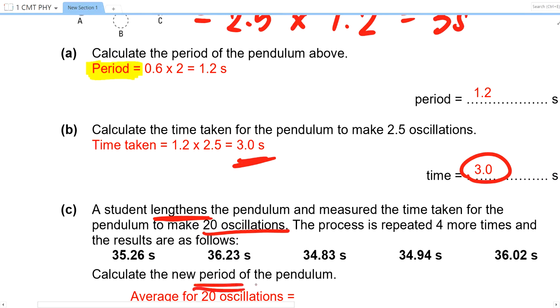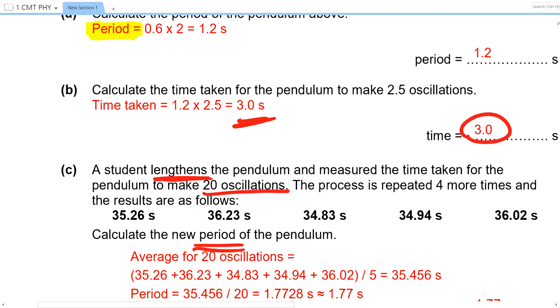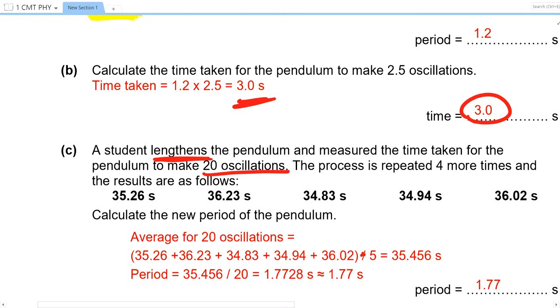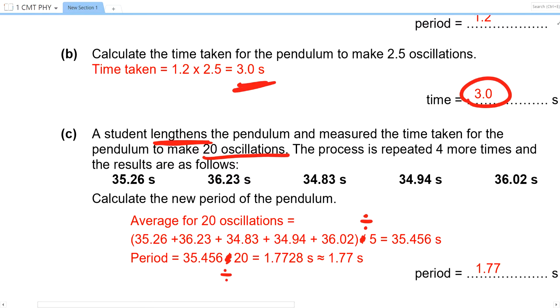Calculate the new period. I want the time taken for 1 oscillation. So I got so much information. Can find first the average for 20 oscillations. Simply add everything up. This is a division. Divided by 5. You are not allowed to use the dash. Use the division. They didn't give the question. Oh, okay, so please copy this down. Calculate the new period of the pendulum.